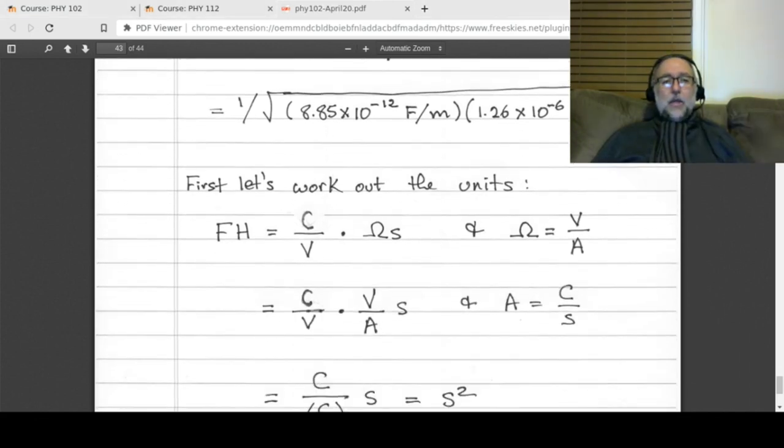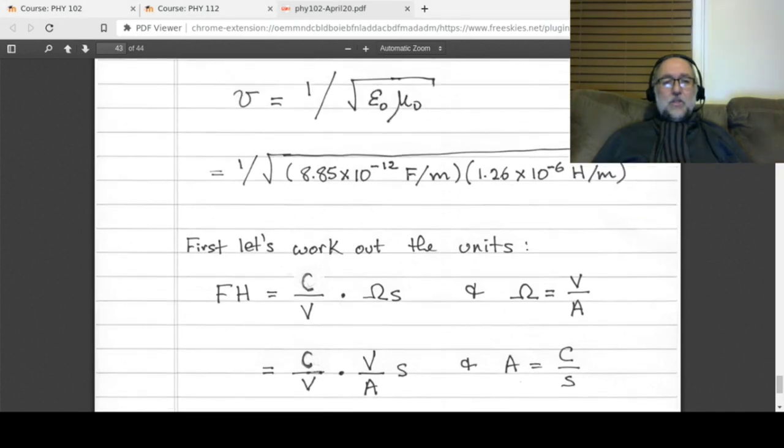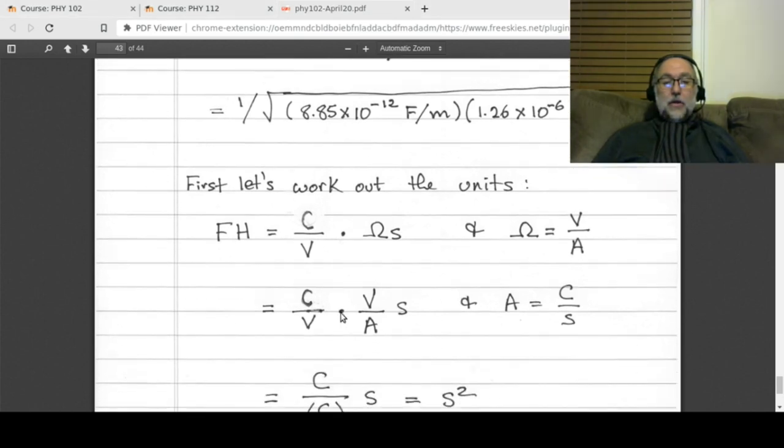Well, let's just do the farad times the Henry first. So you have a farad times a Henry. A farad, measure of capacitance, is a coulomb per volt. And a Henry is an ohm second. And remember that an ohm is a volt per amp. That's from Ohm's law. And so if we put that all in here, here's the coulomb per volt for the farad, and here's the volt per amp times the second for the Henry. And don't forget that an amp is just a coulomb per second, coulombs flowing by per second.